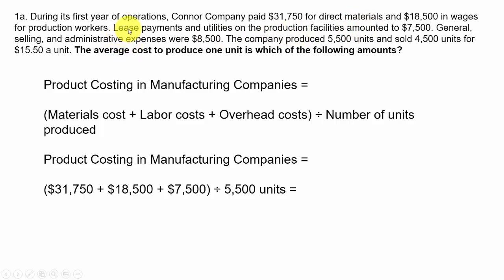So when you're trying to figure out product cost, what you're trying to look at is things going on inside the factory: materials, direct materials, labor, and everything else going on inside the factory is going to be overhead. If it's not material and it's not labor, then it's overhead. So we've got those 3 costs divided by 5,500 units, which gives us total production cost of $57,750 divided by 5,500 units, and so the average cost to produce 1 unit is $10.50.